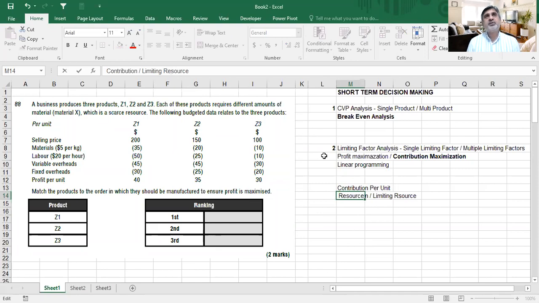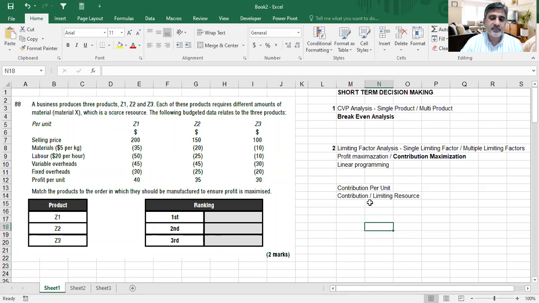In our case, the limiting resource is material X, which is given in terms of kilograms. So I should be talking about contribution per kilogram. So in this case, for example, contribution per kg. These are two different things. Always remember, because it is possible.